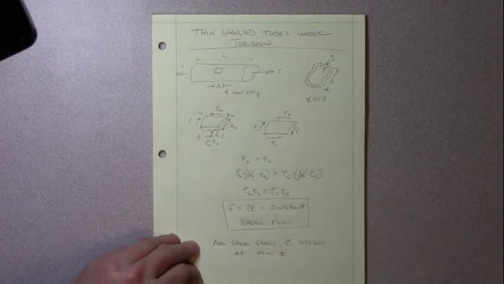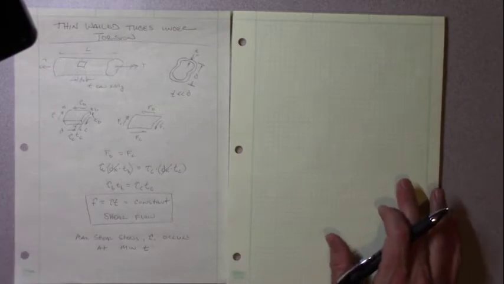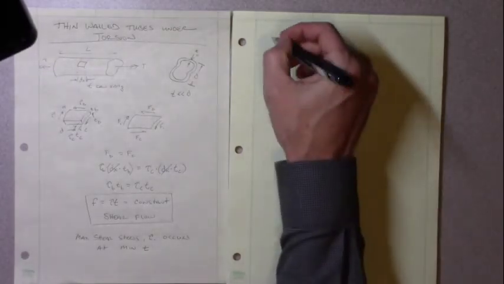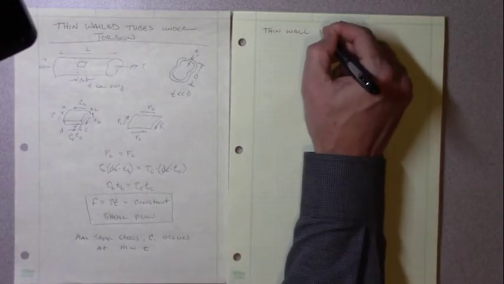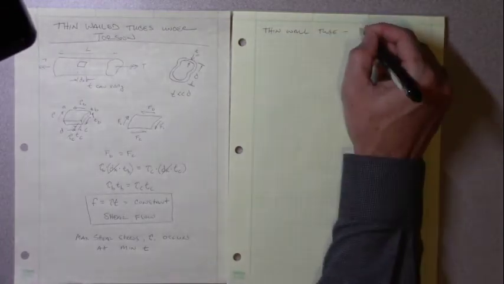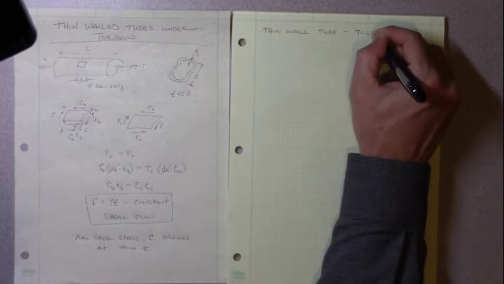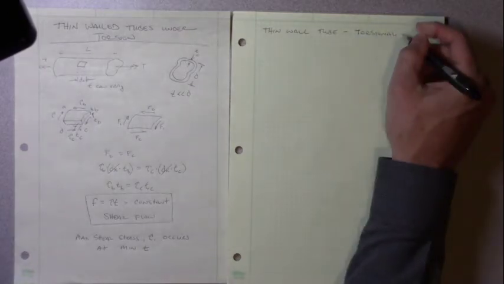Okay, so with this concept, we're now going to start calculating our torsional formula. I'll try to leave this up because we're going to use some of these concepts again. So again, thin wall tube, and we're going to be talking about the torsional formula.